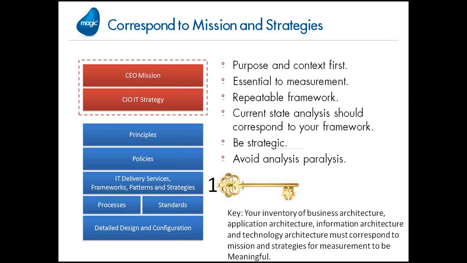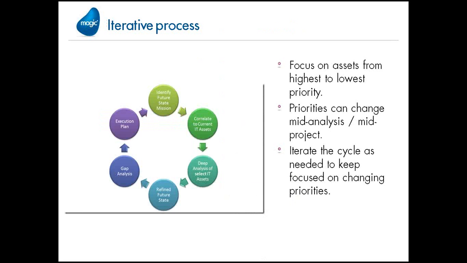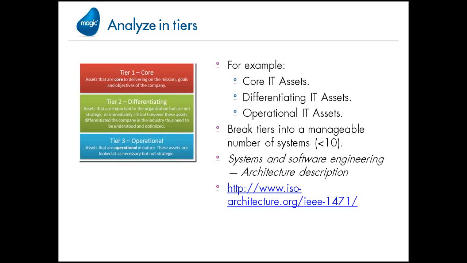So our key takeaway here is that your inventory and business architecture, application architecture, information architecture and technology architecture need to correspond to the mission and strategies for measurement to be made. It's an iterative process when we're going through analysis. Things change, and so we need to make sure that we're constantly validating what we're discovering in our current state analysis. Focus on assets from the highest to the lowest priority, because our priorities can change mid-analysis and mid-project, and iterate that cycle as needed to keep focused on those changing priorities.